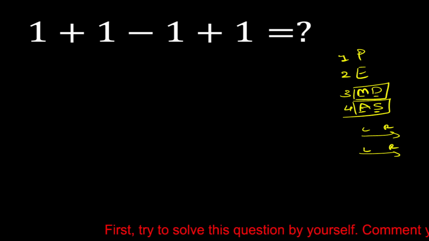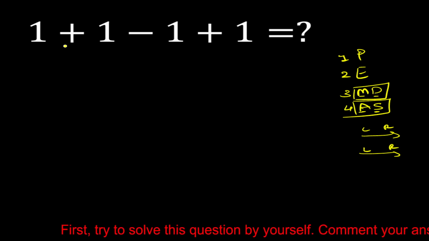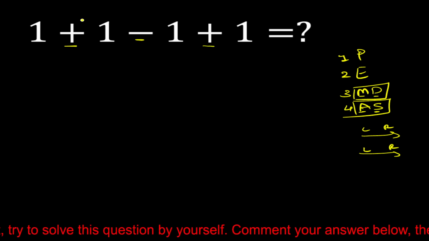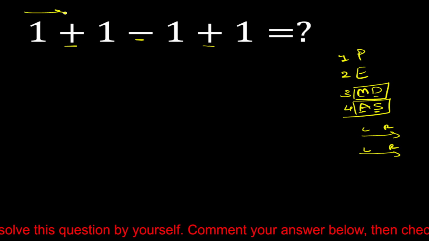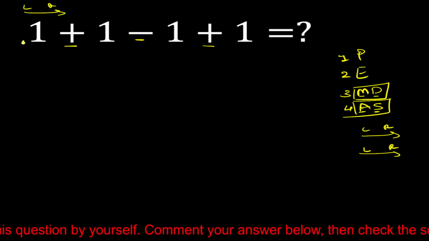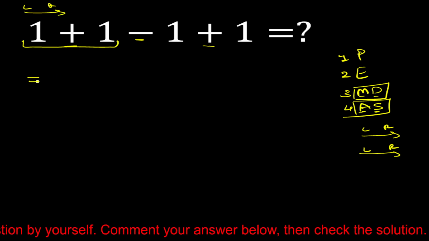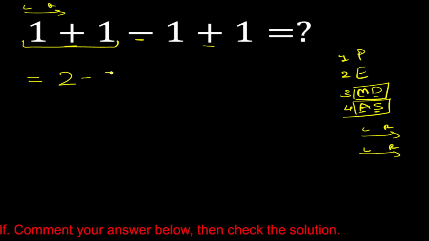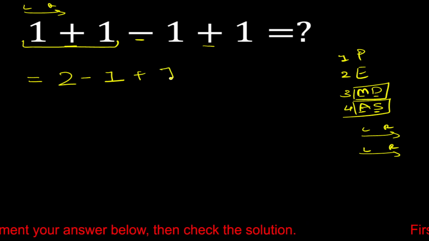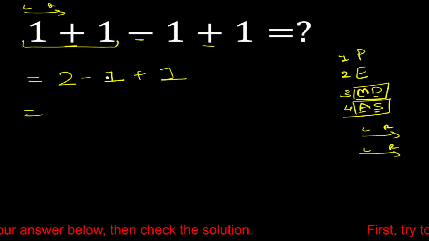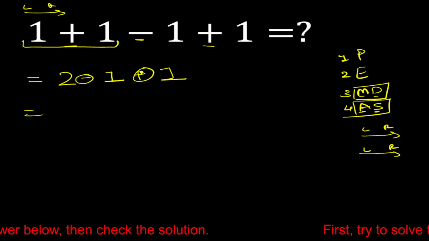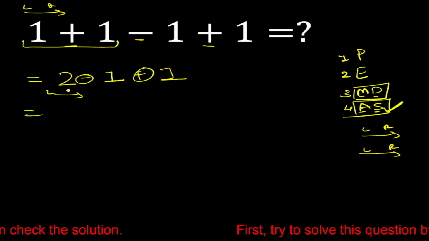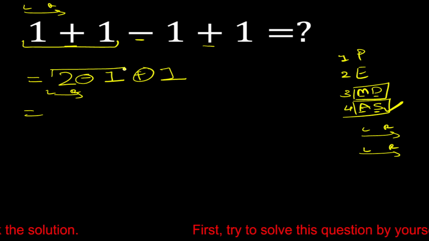So in this question, we have one addition, one subtraction, and one addition. So all have equal priority, so we have to solve it from left to right. So first we have to solve this addition. So 1 plus 1 is equal to 2, minus 1 plus 1. Now here is one subtraction and here is one addition. So addition and subtraction both have equal priority, so we have to solve it from left to right. So first we have to solve this part.